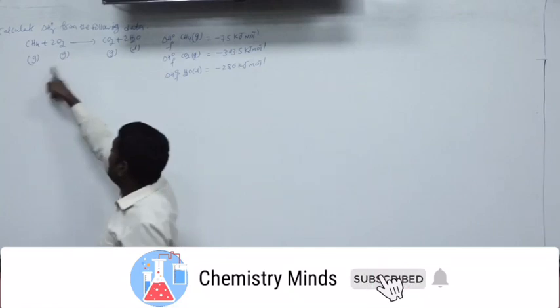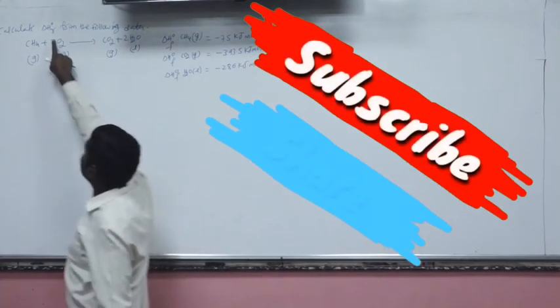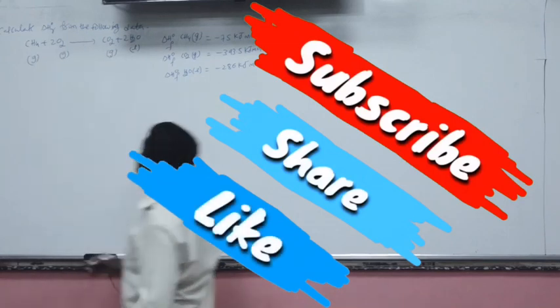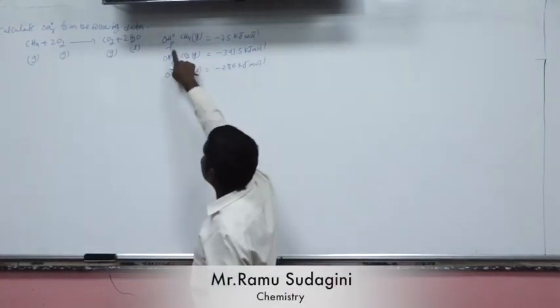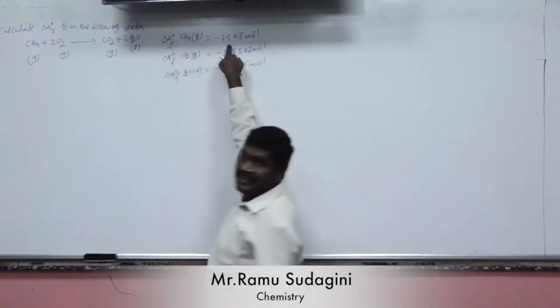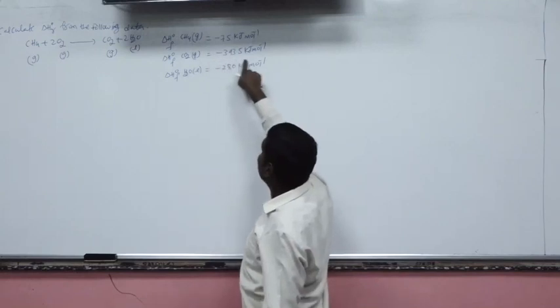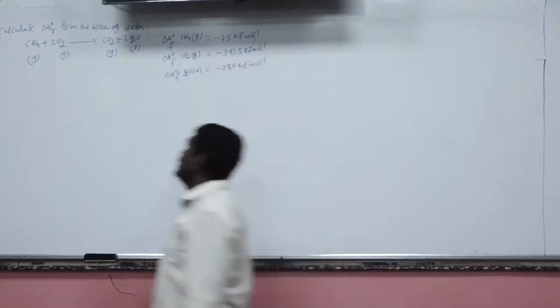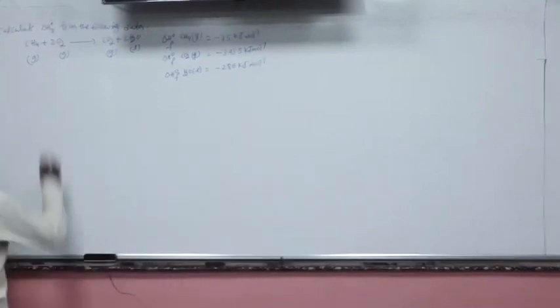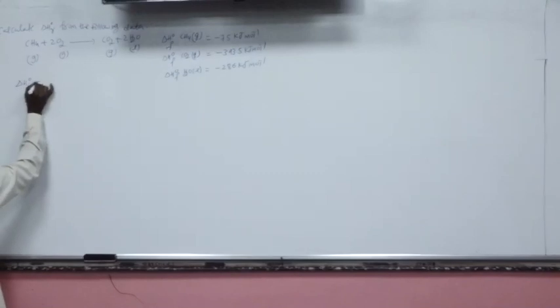Methane oxidation to carbon dioxide and water. Calculate the standard enthalpy of the following reaction from the given data. The data given to you: formation enthalpy of methane is minus 75 kilojoule per mole, carbon dioxide minus 393.5, and water minus 286. Now, what is the standard enthalpy of the reaction?